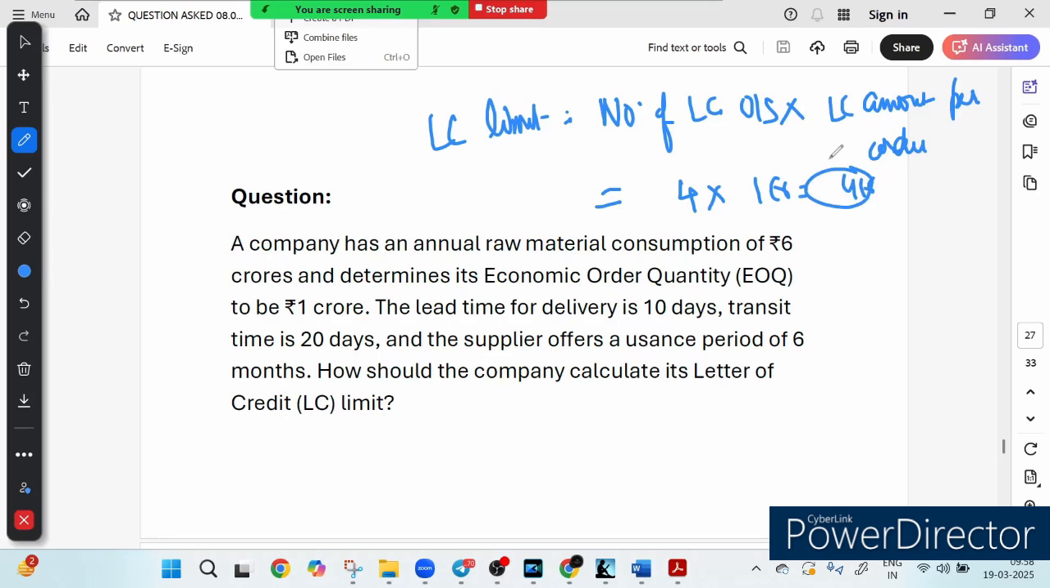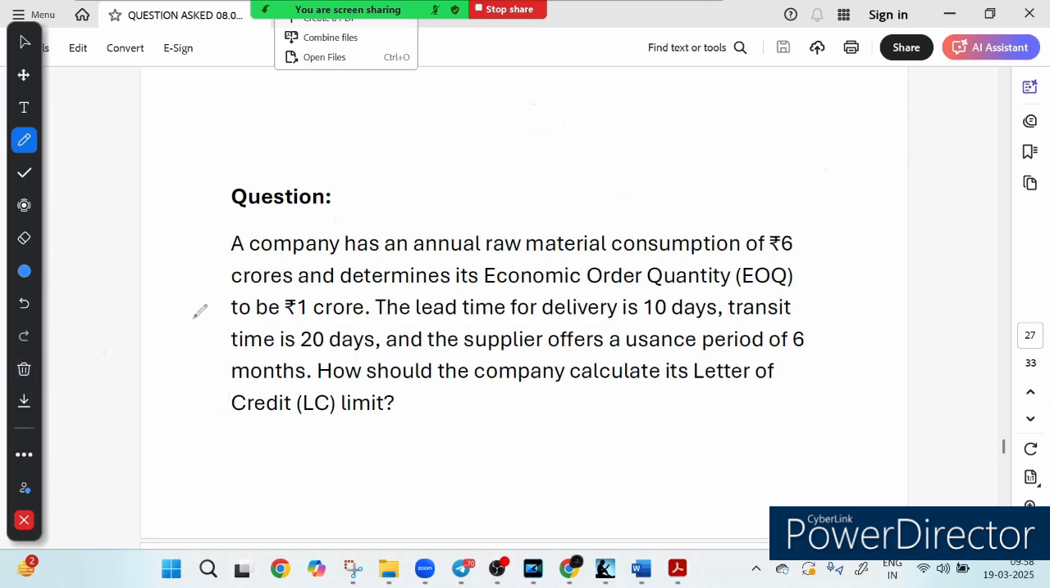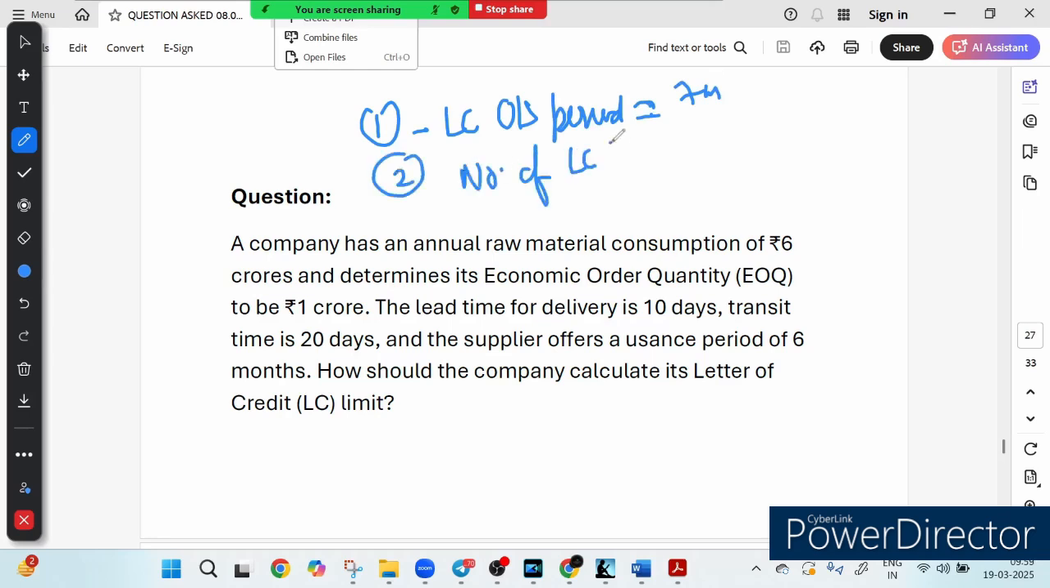So how to go about finding the answer to this question? Let me explain once more. First thing to do is to find the LC outstanding period. In this case, this is 7 months. Second step, you have to find the number of LC per year. In this case, how to find it? You take the annual consumption and divide it by EOQ. This will give you the number of LC per year. In this case, it is 6 LC.